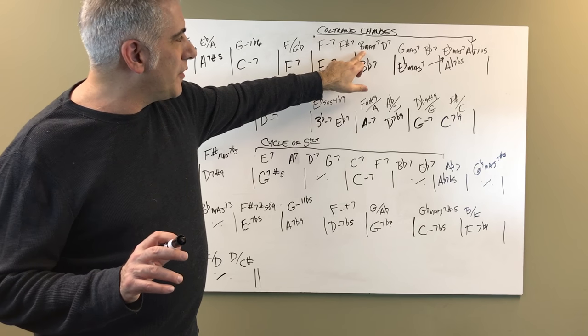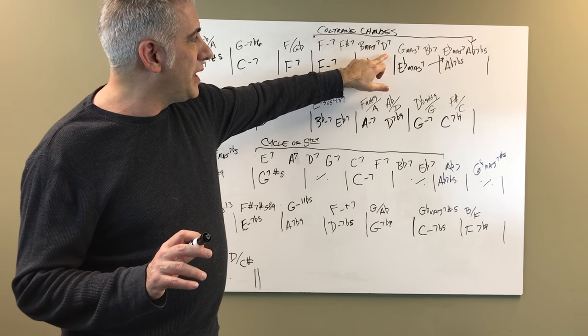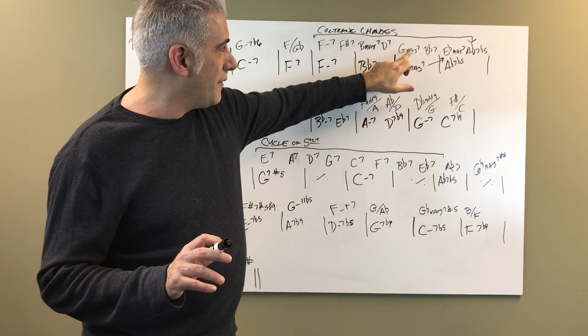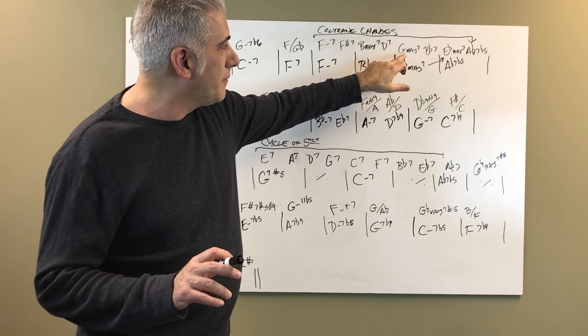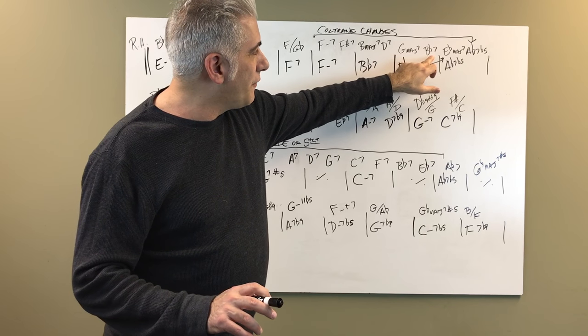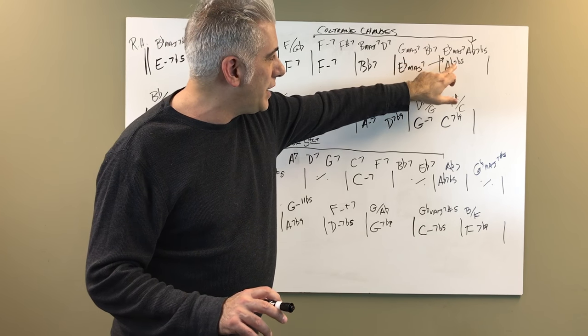F sharp 7, resolving to B major 7, up to D 7, down to G major 7. There's your 5-1. So you've got two different 5-1 cadences, a third apart. And then the last 5-1 is B flat 7 to E flat major 7.